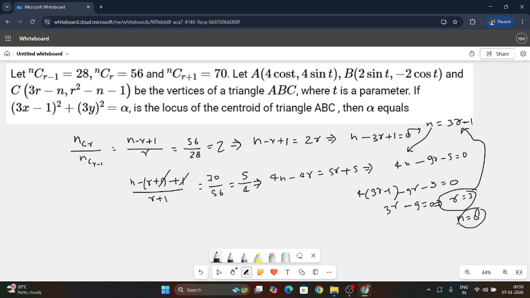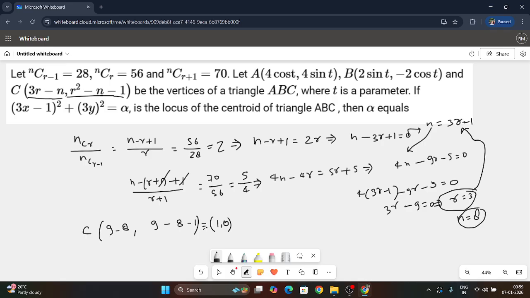Here it is also given that point C is (3r minus n, r square minus n minus 1). Let's find the value of C. 3r is 9 minus n which is 8, comma r square 9 minus 8 minus 1, and this is going to be 1 comma 0.